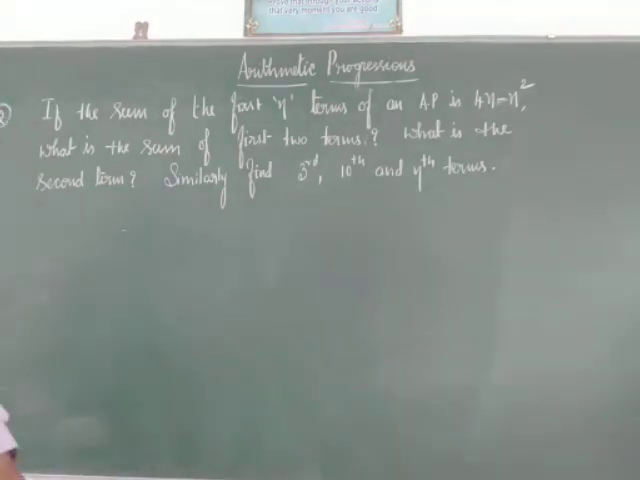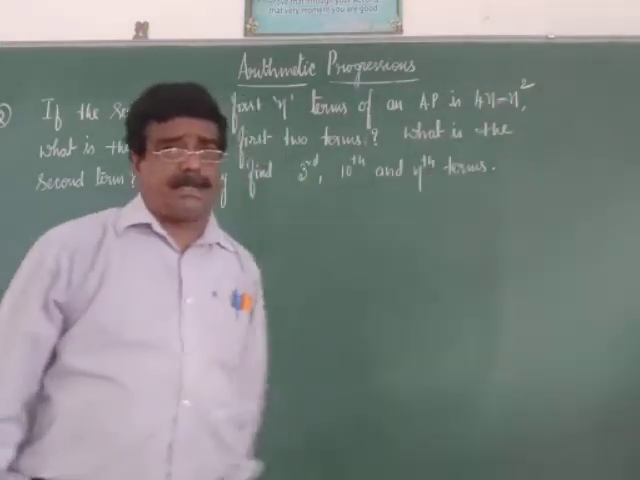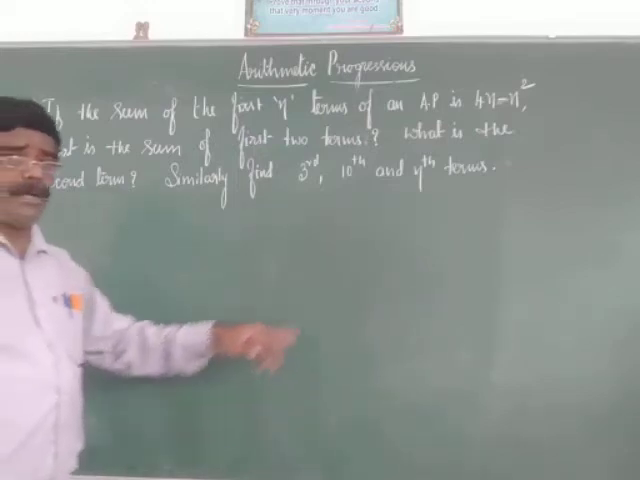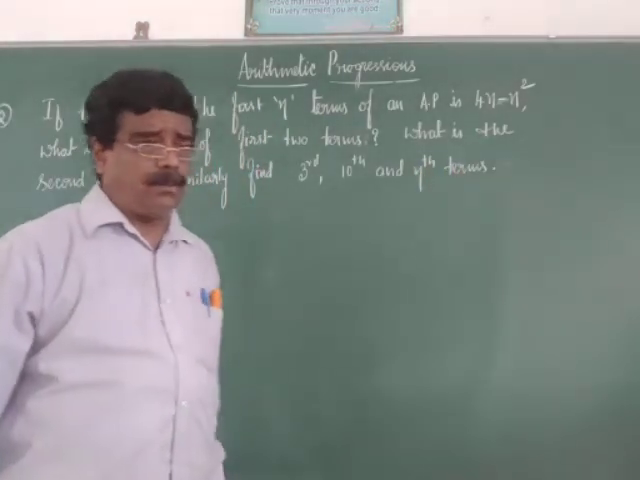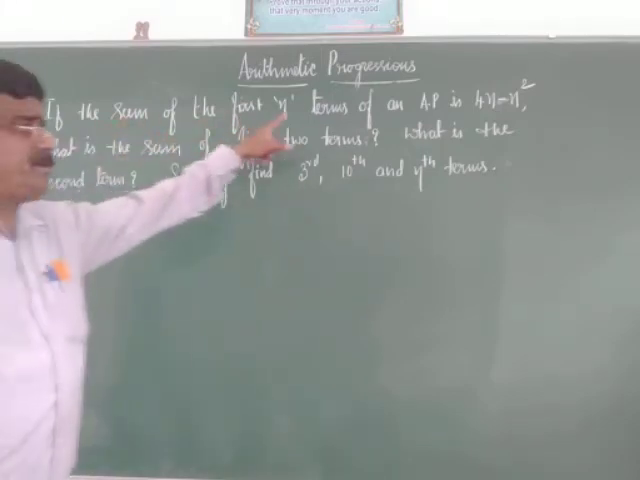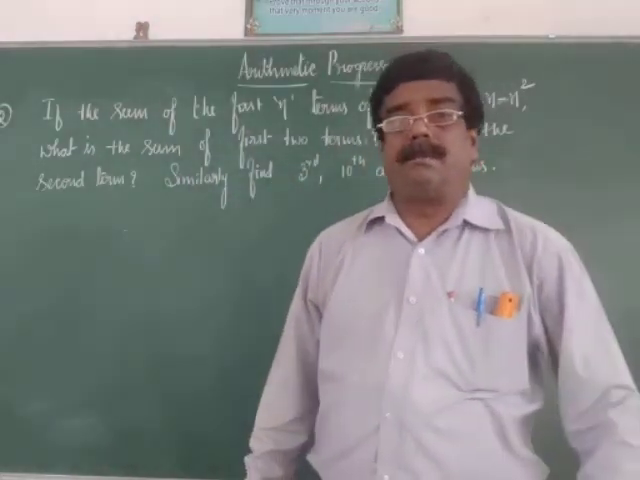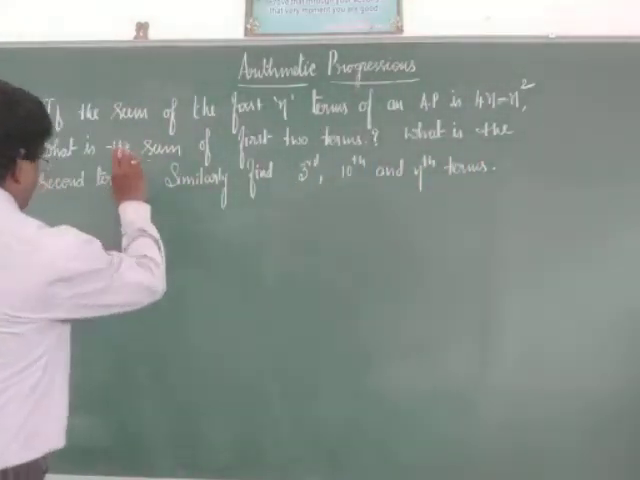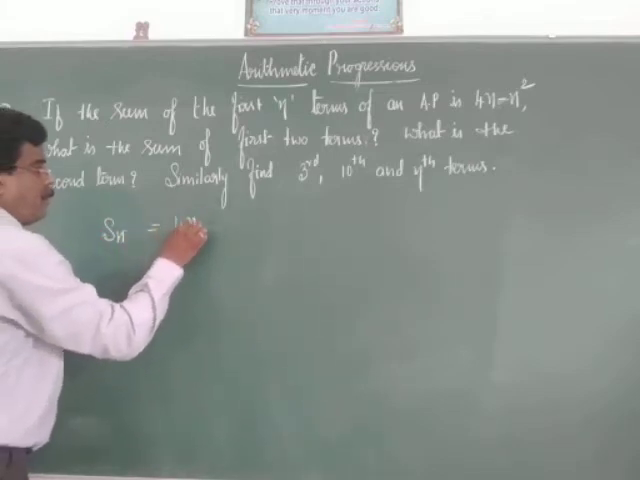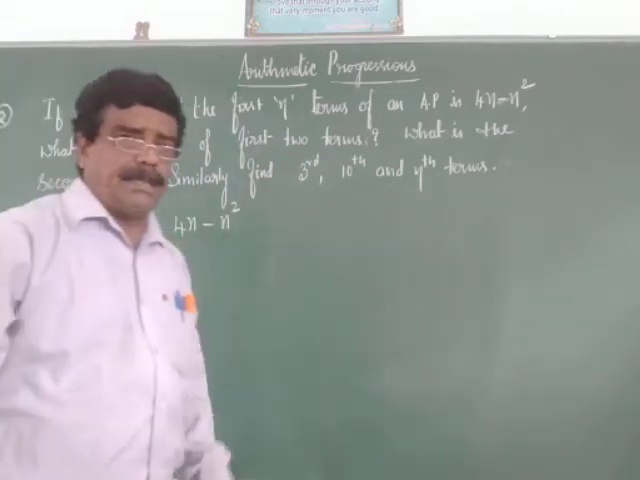Here it is given 4n minus n square as Sn. Be careful, children, here. It is not the nth term, because the nth term you have to find out. Always read the sum properly. It is given here sum of the first n terms, so you have to start with Sn. That is, Sn is equal to 4n minus n square. This is given.